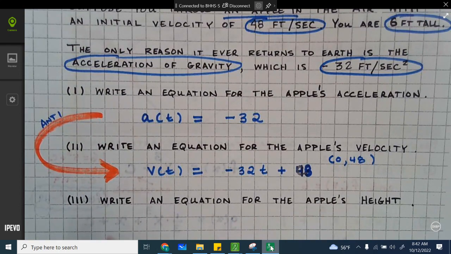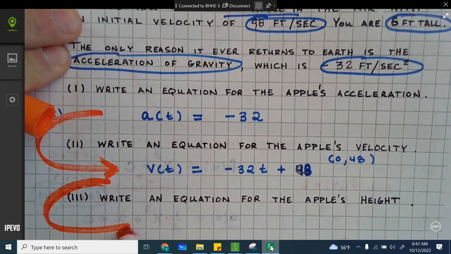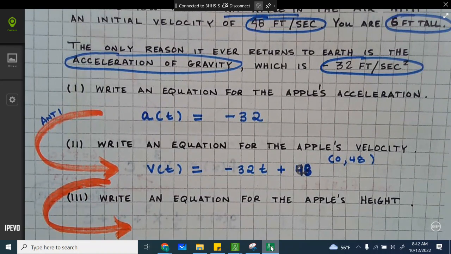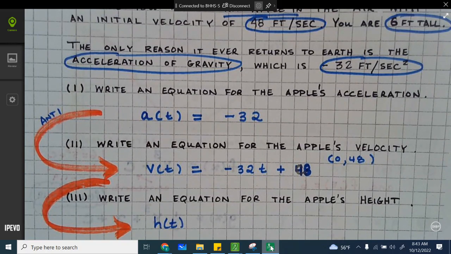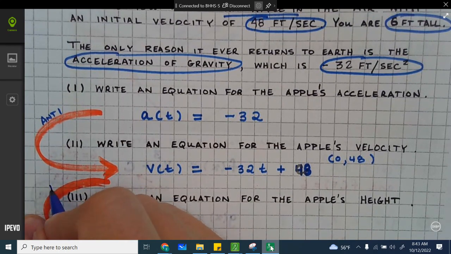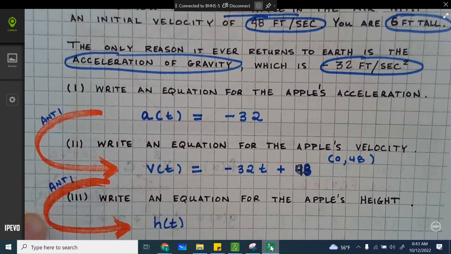Here's one more. I want you to write an equation for the height of the apple. So apple goes up, apple comes back down. So you know that the path is going to look something like this. What kind of equation looks like this? Good, parabola. Now that's perfect because we want to take another antiderivative.